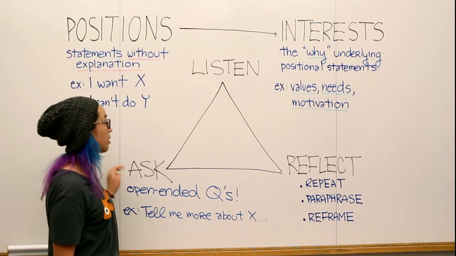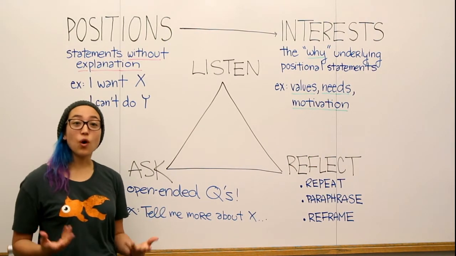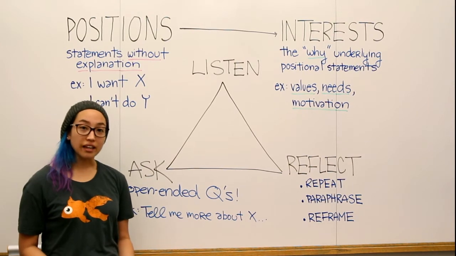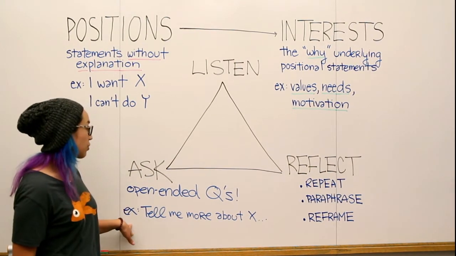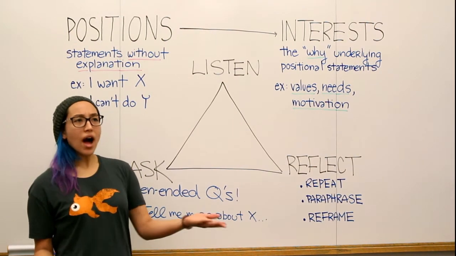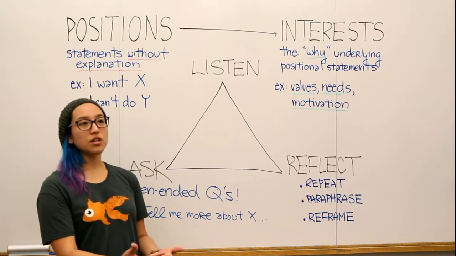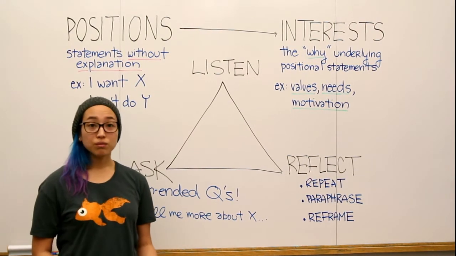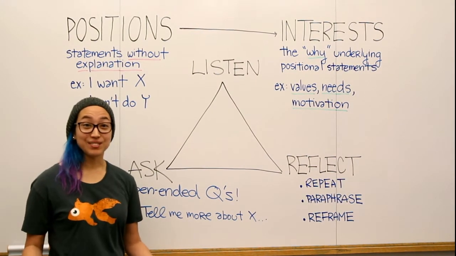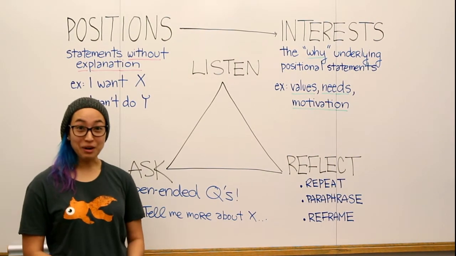Starting from here, the first step of the listening triangle is to ask. Ask an open-ended question to the person you're talking to about what they're saying. An open-ended question is something like, tell me more about X. Why is Y important to you? What is it that doing Z or not doing Z gives you? The second step of the listening triangle is then to listen. Listen to their answer, sit, be engaged, look like you care.